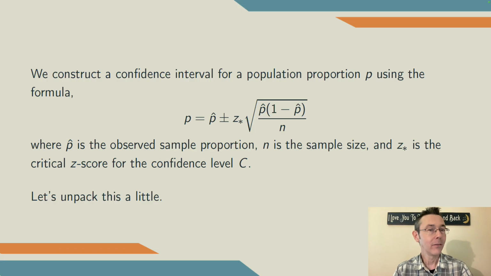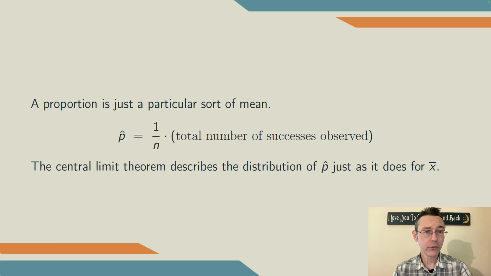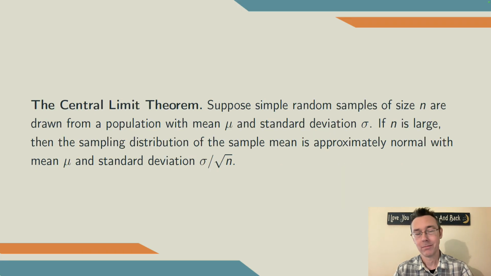On the other hand, the human doesn't add any value over what a machine can do if all we're doing is plugging in, so it's really important that we back up and understand this confidence interval formula a little bit better. So a proportion is really just a particular sort of average, or mean. You add up the total number of successes, you divide by the number of trials, that gives you your proportion. And the central limit theorem describes the distribution of any kind of sample mean x bar, including a sample proportion p hat.